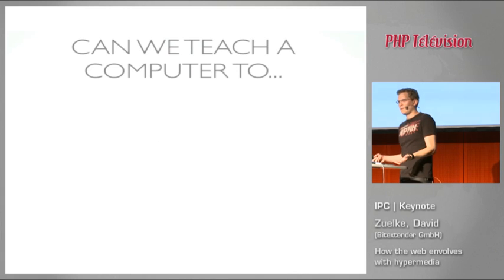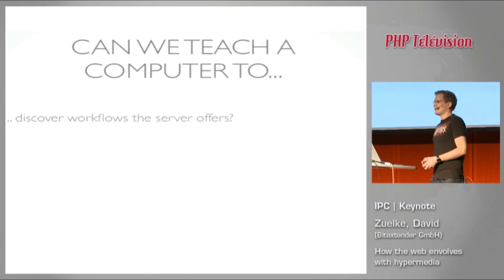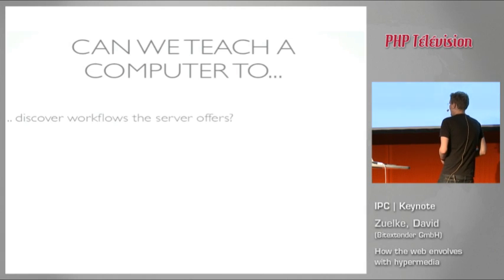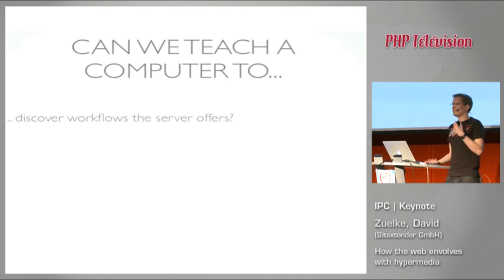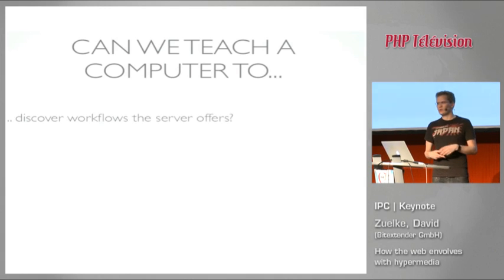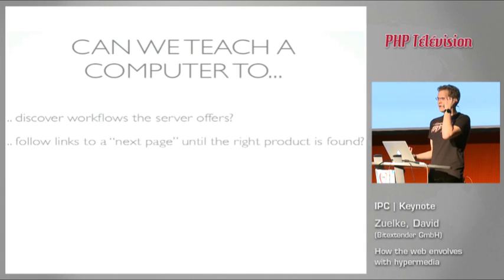Let's just say the interactions. Can we teach a computer to discover the workflows of a server's offerings? So can a client say, oh, okay, so I know this, and so I'll follow that, and I don't have to know in advance what the possible interactions are because you tell me, dear server. Can we follow links like in the search results?